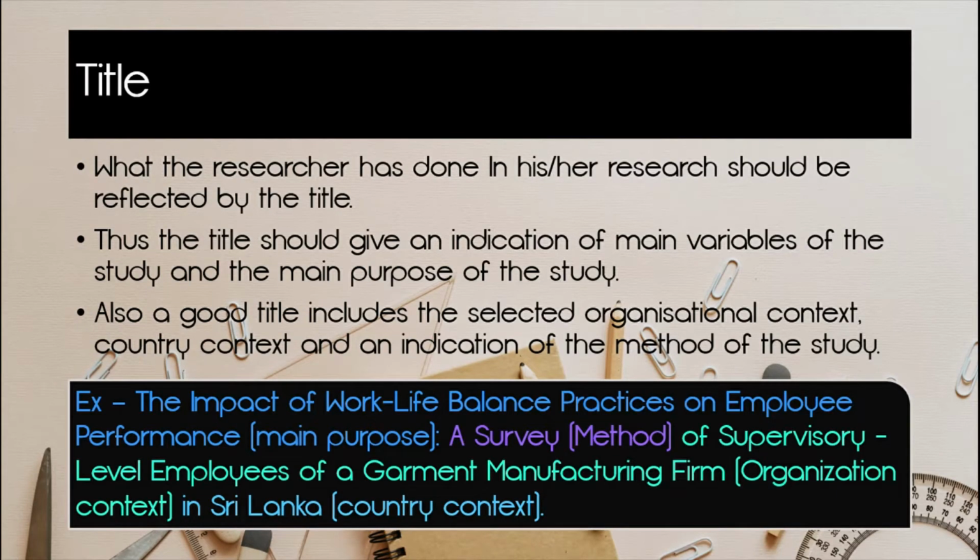Title. What the researcher has done in his or her research should be reflected by the title. Thus, the title should give an indication of the main variables of the study and the main purpose of the study. Also, a good title includes the selected organizational context, country context, and an indication of the method of the study. Example: the impact of work-life balance practices on employee performance, the main purpose; a survey, the method; of supervisory level employees of a garment manufacturing firm, organizational context; in Sri Lanka, country context.